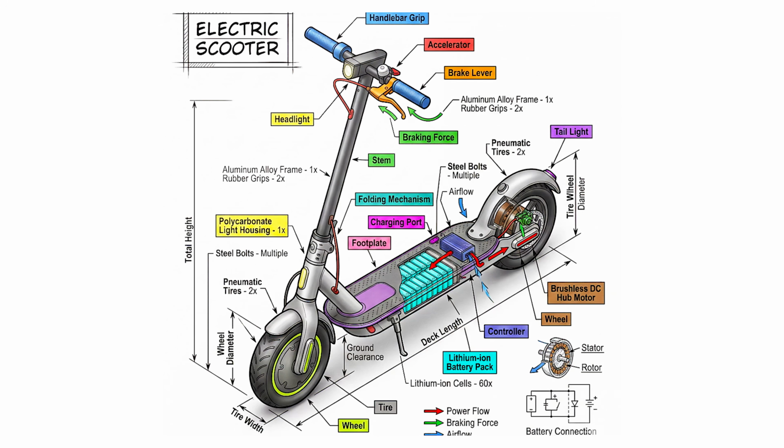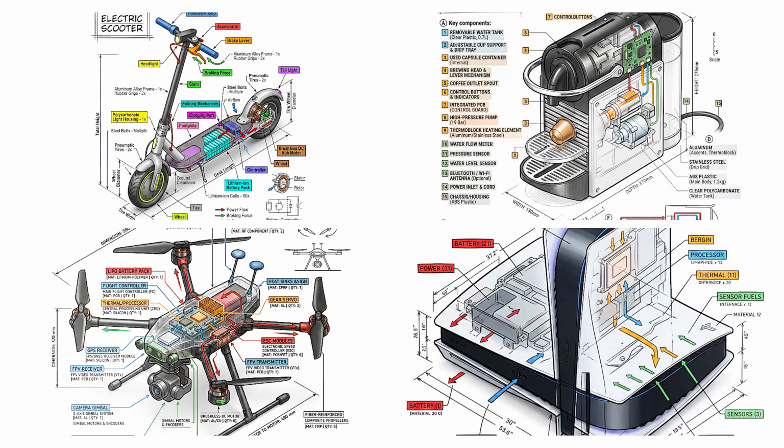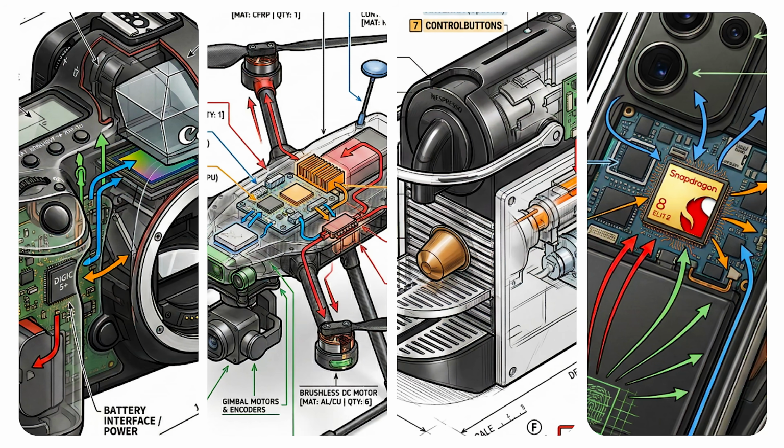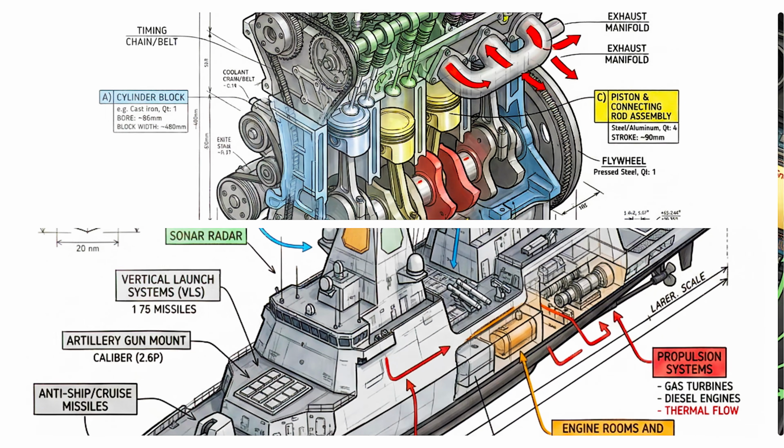A single prompt in Google Gemini. That's all it took to create this technical isometric infographics with Nano Banana's latest update. The results speak for themselves. Let me show you exactly how to do it.